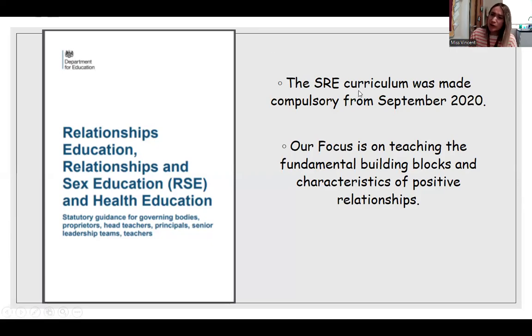So just a little bit of background about the SRE curriculum. So the SRE curriculum was made compulsory from September 2020 in all schools across England. And the key focus is just on teaching the fundamental building blocks the children will need, like I said, just to keep themselves safe. And also the characteristics of what a positive relationship looks like, whether that be a relationship with your neighbour, your friend, family member, or partner, just what that positive relationship might look like.